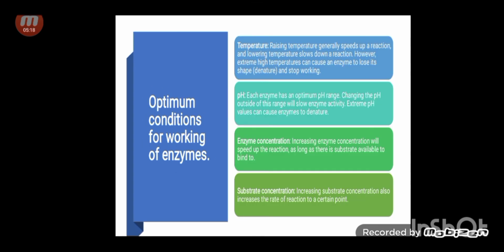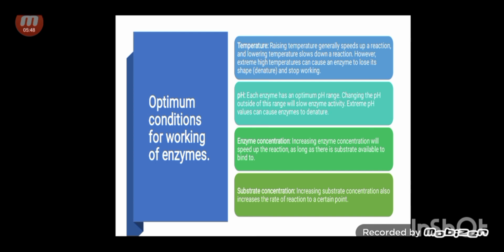Just as there are various factors, there are various optimum conditions for the working of enzymes. The first one is temperature, then pH, then enzyme concentration, and also substrate concentration. When we talk about temperature, increasing the temperature generally speeds up the reaction. The higher the temperature, the faster the reaction, and lowering the temperature slows down a reaction. It has a direct relation with the temperature.